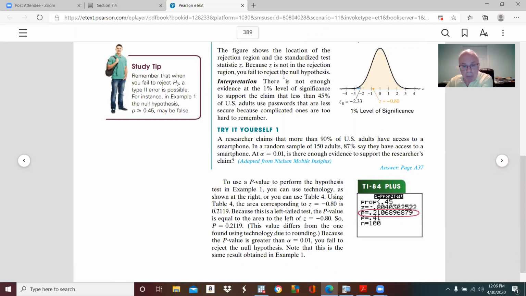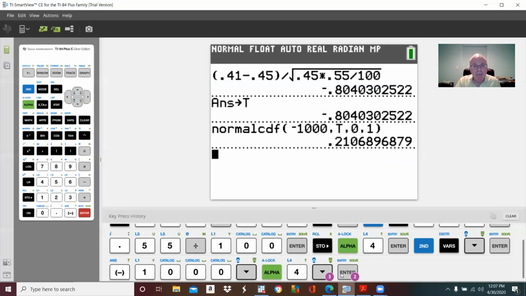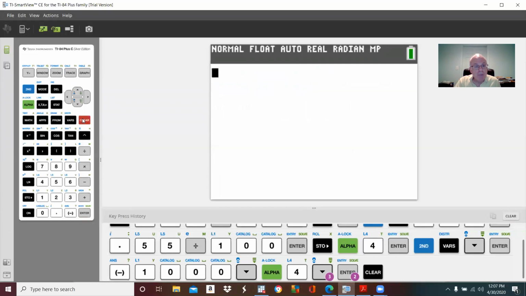It says in a random sample of 150 adults, so n is equal to 150, 87% say they have access to a smartphone, so p hat is equal to 0.87. At alpha is equal to 0.01, so that's our level of significance, is there enough evidence to support the researcher's claim? Let's go back to our calculator and do this one. I'll just clear this out.